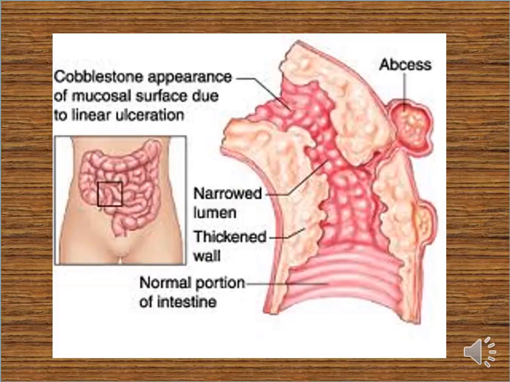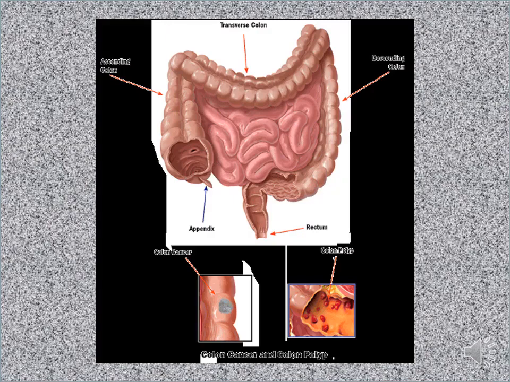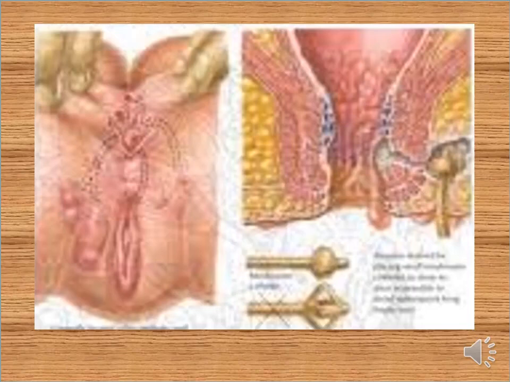The cobblestone appearance of the mucosal surface is due to linear ulceration, and this ulceration narrows the lumen of the ileocecal region and leads to perforation and abscesses in the peritoneum. This figure shows the perforation and cobblestone appearance in the ileocecal region. This is fissuring through the anus.